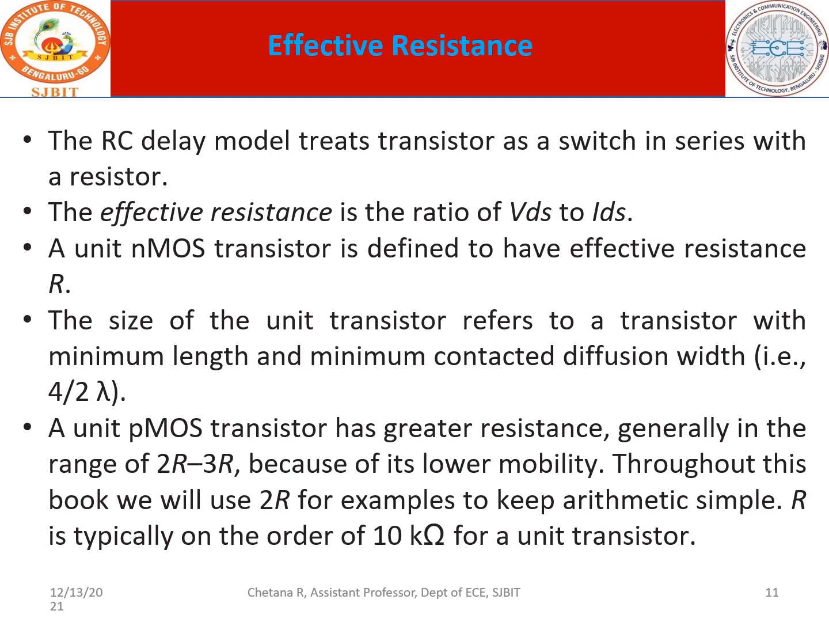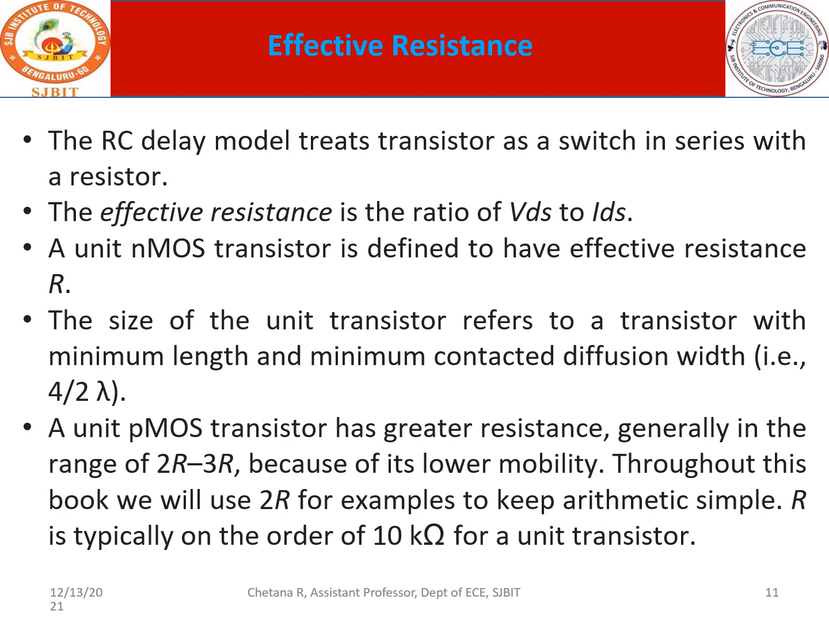A unit NMOS transistor is defined to have an effective resistance R. So a unit NMOS transistor will always have an effective resistance of R. And what about the unit PMOS transistor? A unit PMOS transistor will have a resistance in the range of 2R to 3R, but normally we consider the unit PMOS resistance as 2R.